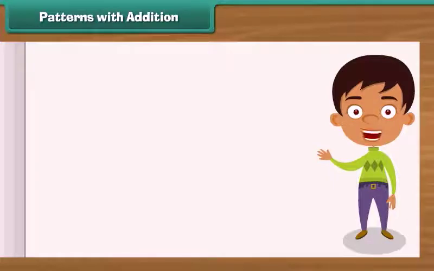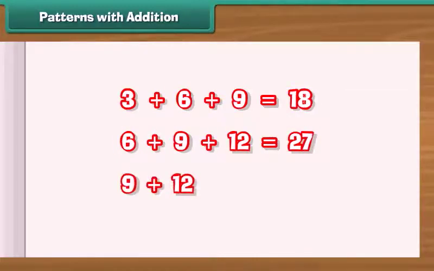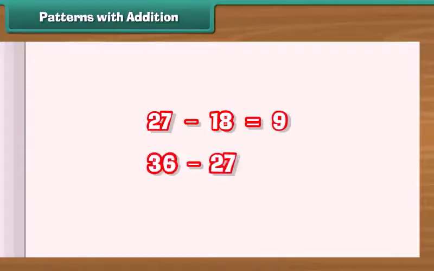Patterns with addition. Look at these sums. There is a pattern in them. Let us find out. 3 plus 6 plus 9 equals 18. 6 plus 9 plus 12 equals 27. 9 plus 12 plus 15 equals 36. We observe that the difference between two adjacent sums is 9. 27 minus 18 equals 9. 36 minus 27 also equals 9.